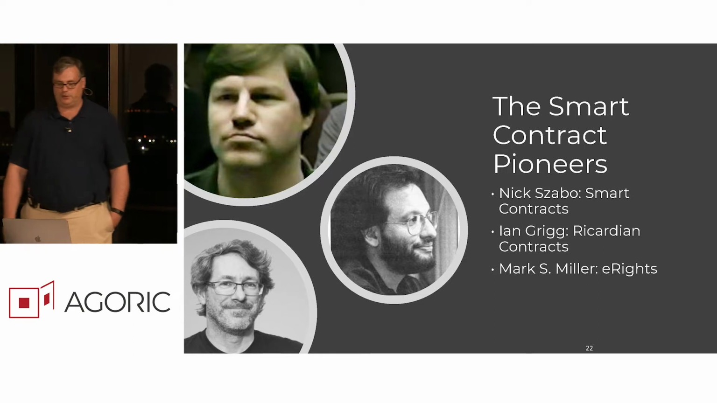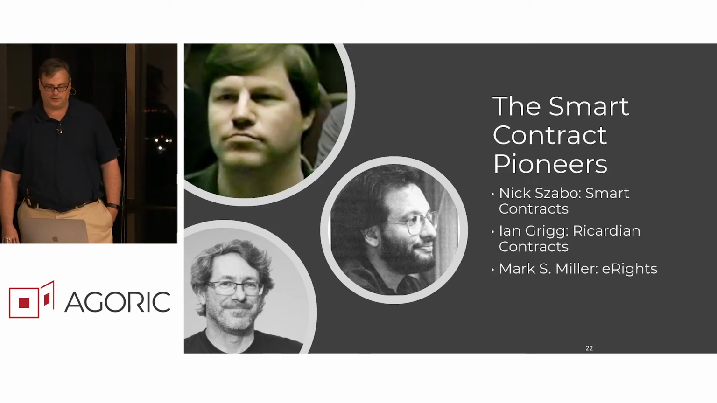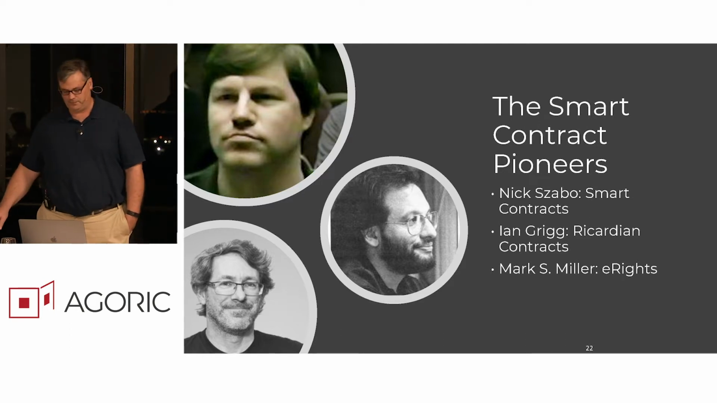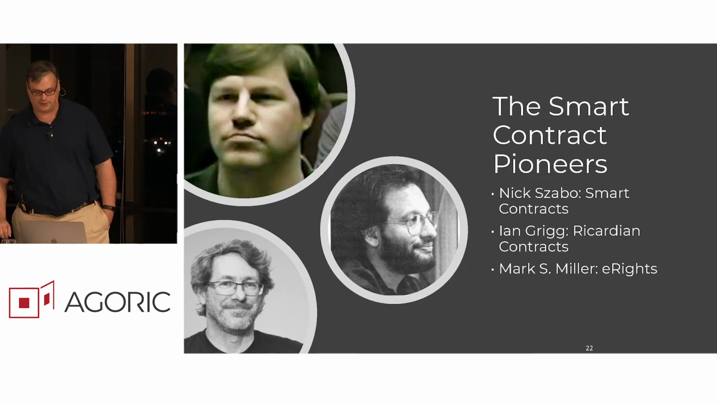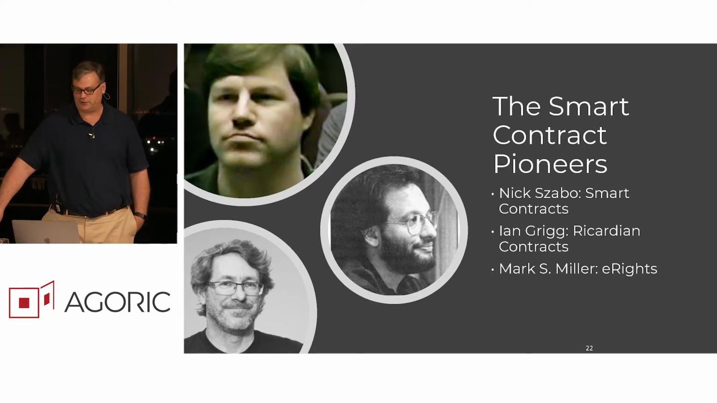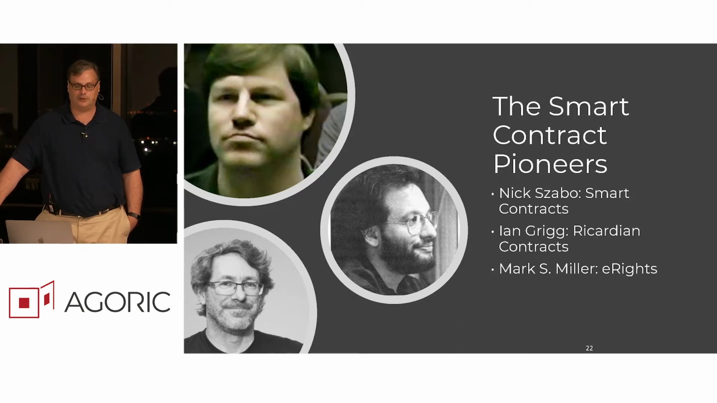Moving forward a little bit, you really had what I think of as the smart contract pioneers. This is starting in the mid-90s, leading up to the 2000s. You had Nick Szabo, who coined the term smart contracts. You had Ian Grigg, who came up with the notion of Ricardian contracts. And you had Mark Miller, who emphasized e-rights and developed the E programming language, which was designed specifically for building these distributed open systems and smart contracting platforms.